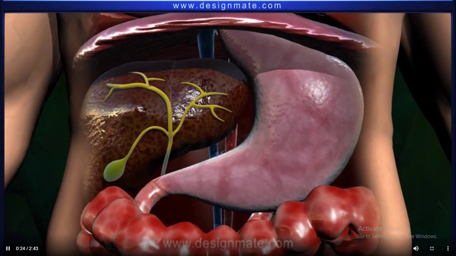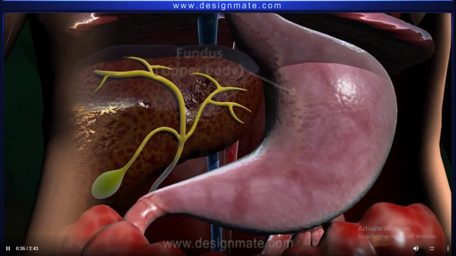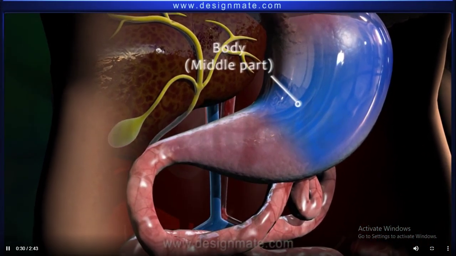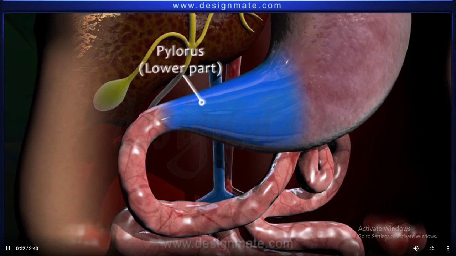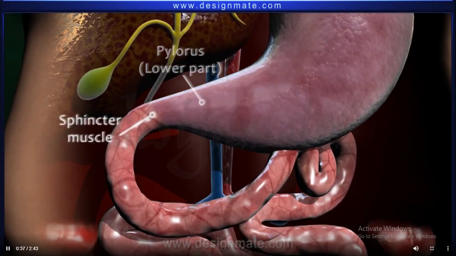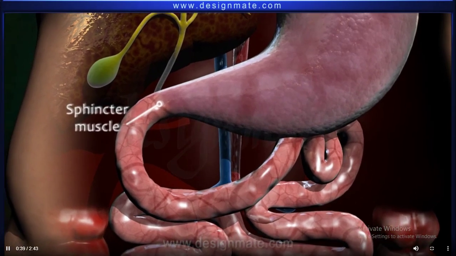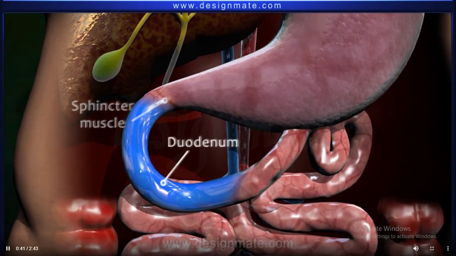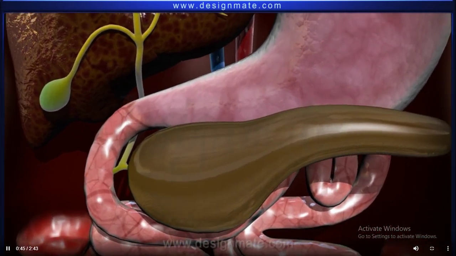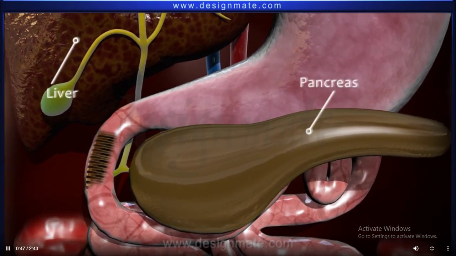It has three regions: fundus, upper body, body, middle part, and pylorus, lower part. The pylorus is guarded by the sphincter muscle, which opens into the upper section of the intestine called the duodenum, which is U-shaped. Here, the food mixes with the juices secreted by the liver and pancreas.